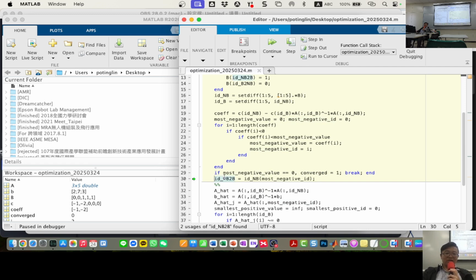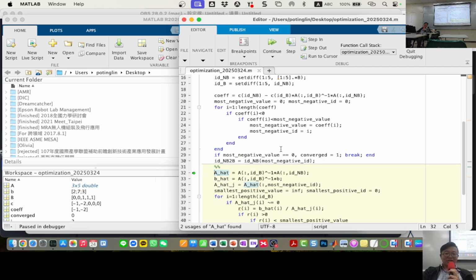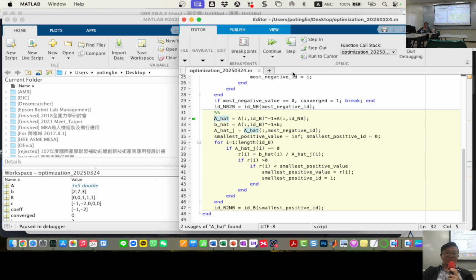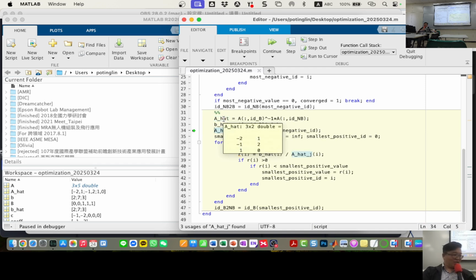So what is the ID MB to B? The second one. So later on the capitalized B, the second one will be swapped. Now second half, compute A hat and B hat. Okay. So A hat is, checking on our notes, A hat exactly the same, B hat exactly the same.